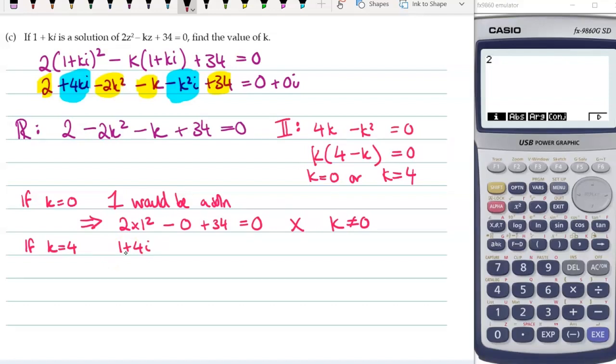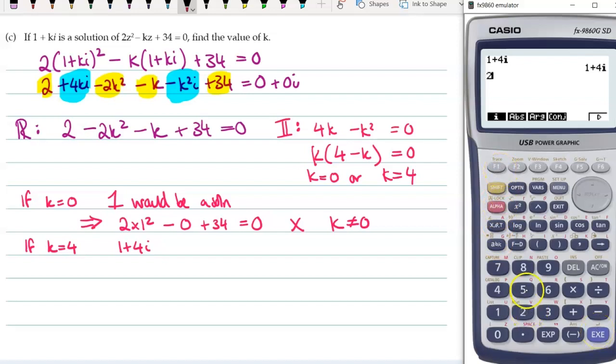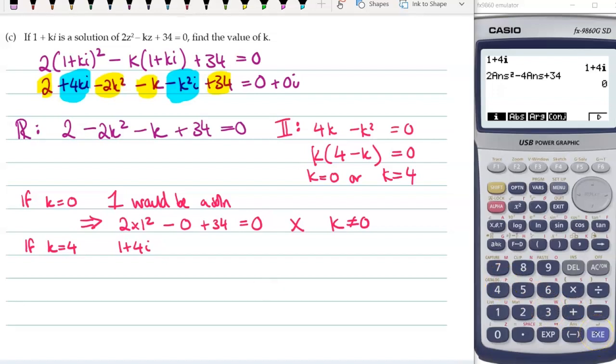Now if we pop that into our calculator, let's put that in as 1 plus 4i, like so, and then let's put it into the equation. 2 times that answer squared minus k, where k is 4, so it would be 4 times the 1 plus 4i plus 34, and you can see that comes to 0. So 1 plus 4i works, therefore k equals 4.